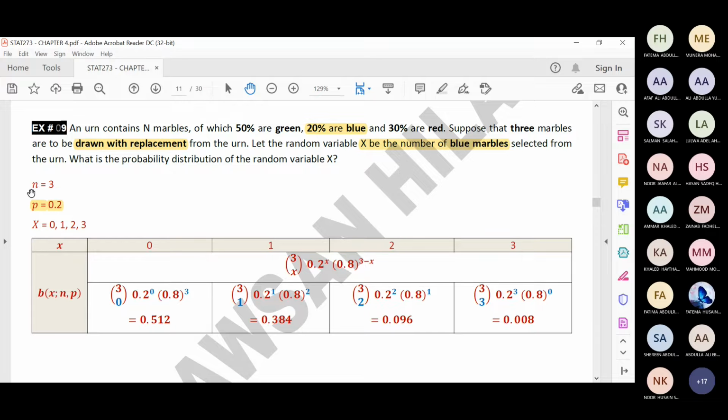failure. So what is n? How many times will you draw? 3. What is P? Related to the blue color, 0.2, which is 20%.